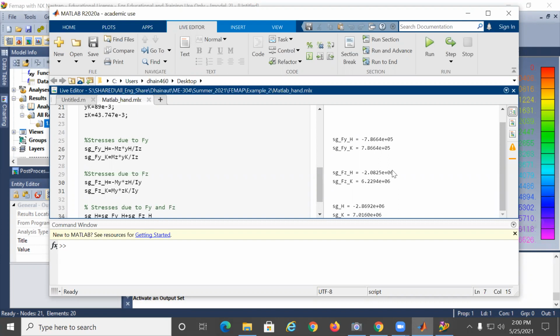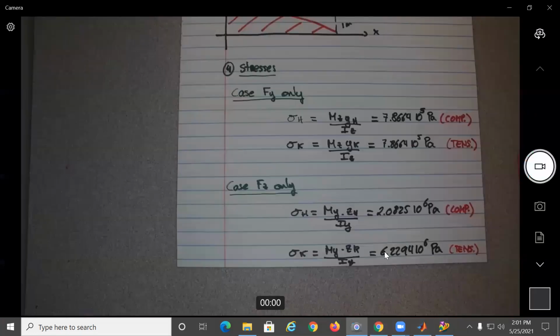So kind of similar. So let me just copy down one. So this should be H is 2.0825 10 to the 6 pascals in compression, and K is 6.229 10 to the 6 pascals in tension. So this is tension, and this is compression. So these are the two results.